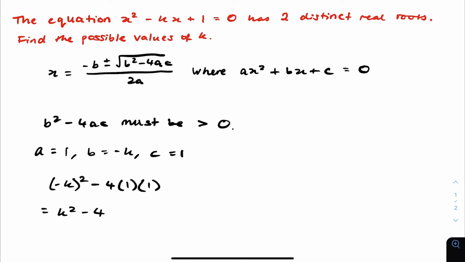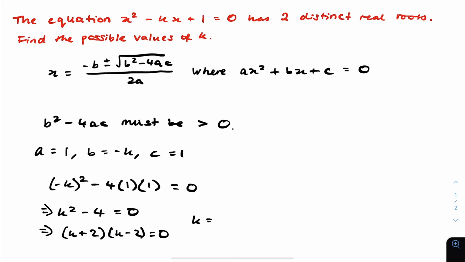So we're going to equate this to 0. So k squared minus 4 is equal to 0. Hence, k plus 2, k minus 2 is equal to 0. So k is equal to 2 or negative 2. However, we have to find the inequality sign, since we need it to be greater than 0. This involves plotting points on either side of these values and finding out whether they work or not. So if we draw a number line, let's say this is 0, this over here is negative 2, and this over here is 2.